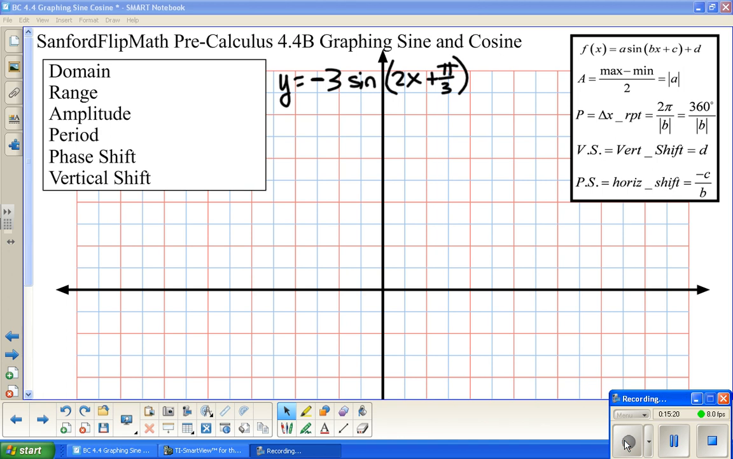Okay, so this particular one has some addition inside it. As you know, addition really relates to translations or shifts or slides. Now, a quick note here: this shift, this slide, is on the inside, so it's going to deal with x. It's going to be in the horizontal direction, and it's going to be a phase shift.